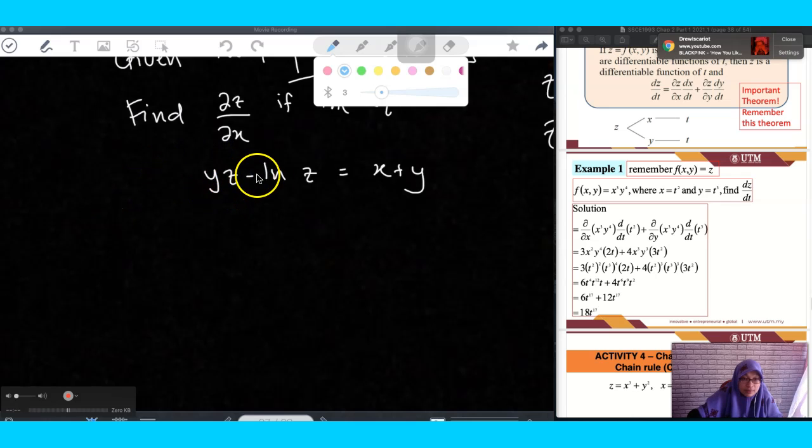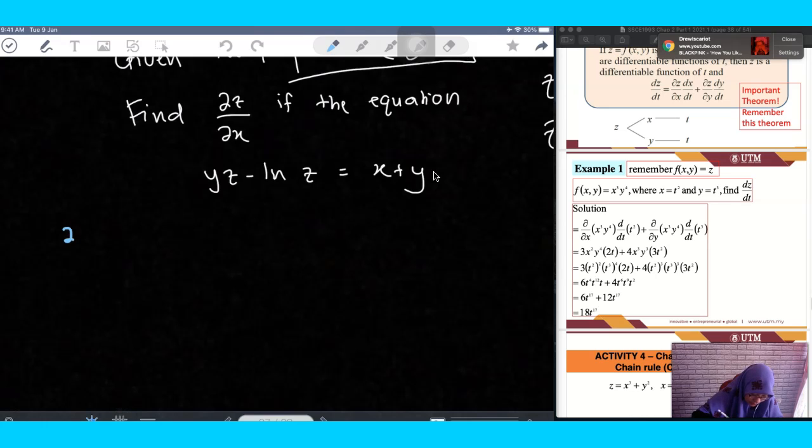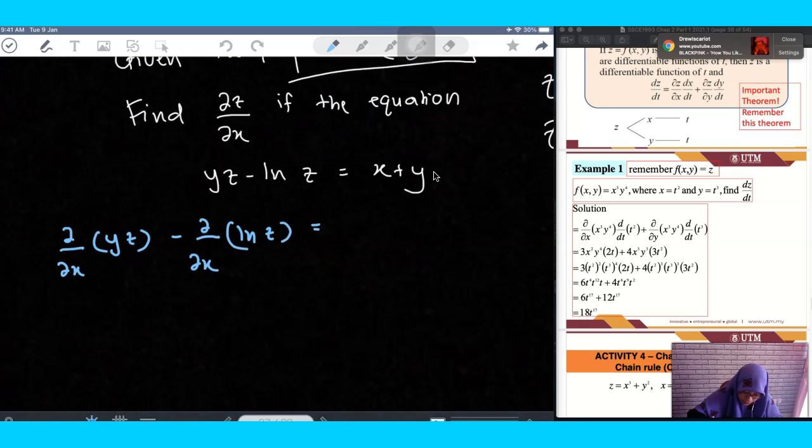One, which is yz, and then the second ln z, and then x, and then y. You got 4 terms. So for the first term, you want to differentiate whatever expression that you have with respect to x, right? So del x of the expression, minus, also similarly for the second term, del x of ln z equal to del x of x plus del x of y. Okay, now we look one by one.